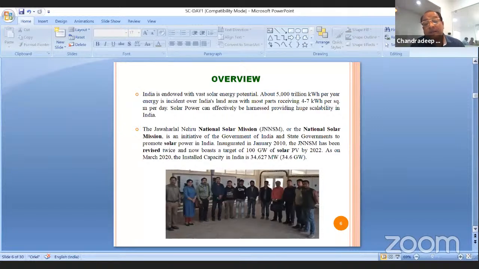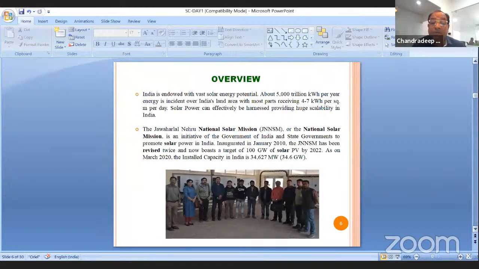It was started a long time back when we had Dr. Manmohan Singh as our Prime Minister of this country. The Jawaharlal Nehru National Solar Mission, or today it is called the National Solar Mission, is an initiative of the Government of India from 2010 and the state governments to promote solar power in India. Inaugurated in January 2010, the JNNSM had been revised twice and now boasts the target of 100 gigawatt.